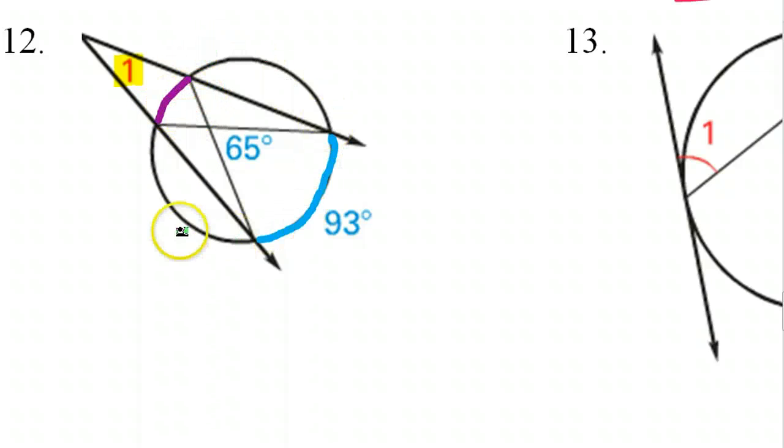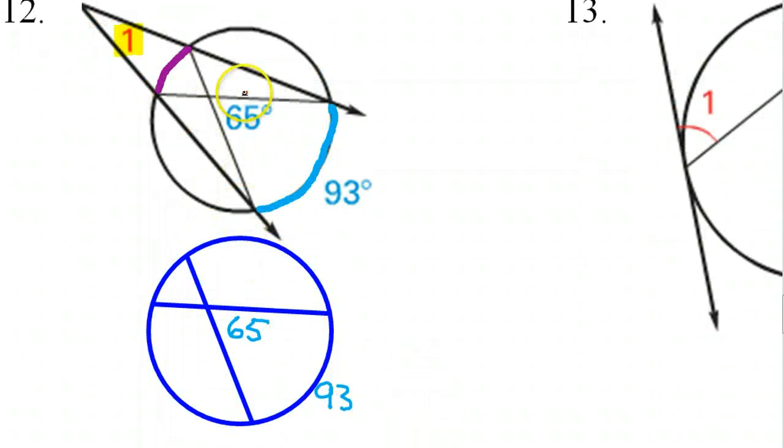So I'm looking around, and in the last couple of problems, I had the entire rest of the circle given to me. So I could just subtract from 360. But this time I don't have the rest of these arcs, so I need a different strategy to find this missing arc. So let me give you a hint.